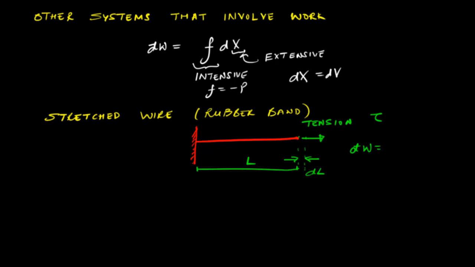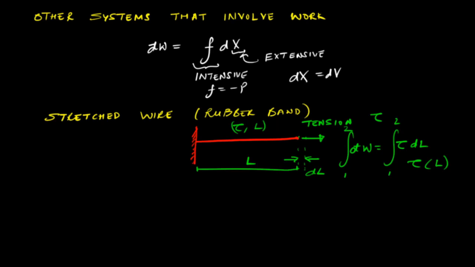So clearly you need to do work to extend the length of this wire, it would be tau dl, and this is the differential work, and you can integrate between the two equilibrium states for a quasi-equilibrium process. And again, to compute this integral, you need to know tau as a function of L. And clearly, to define the state of this system, we are using two properties, that is the tension and the length of the rubber band or the stretched wire. Therefore, the tension would be a function of length only.